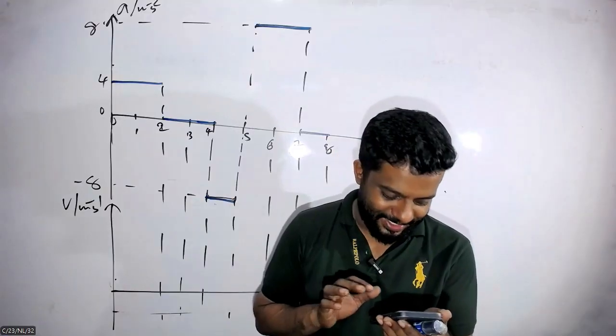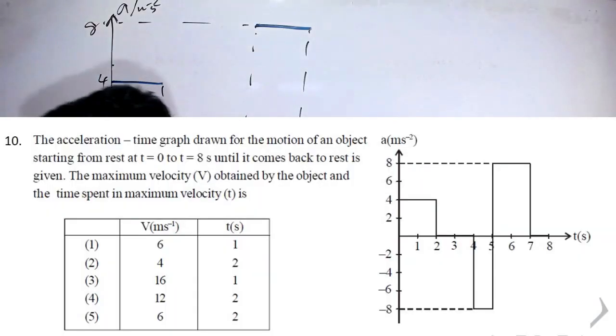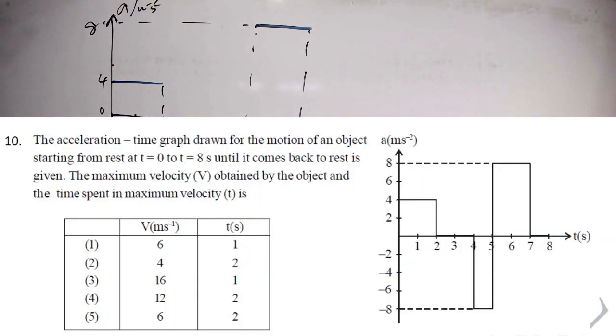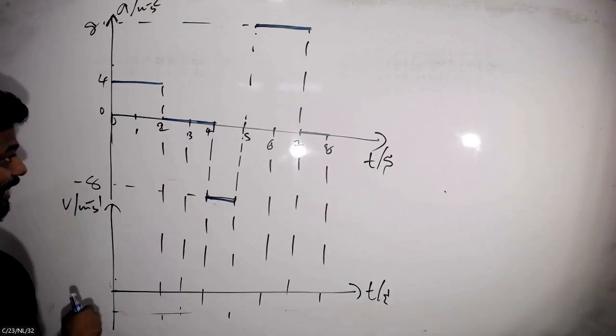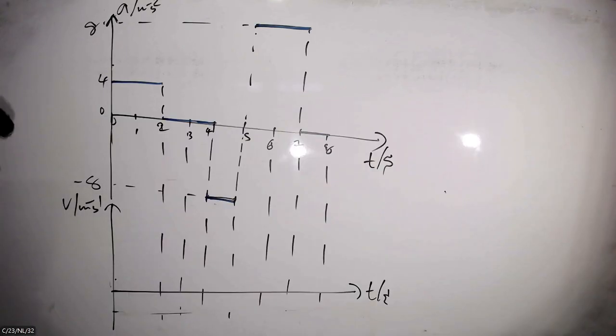Right. Let's see the answer for question number 10. The acceleration time graph drawn for the motion of an object starting from rest from t equals 0 to t equals 8 seconds is given below. You need to identify the velocity and relevant time intervals, right?